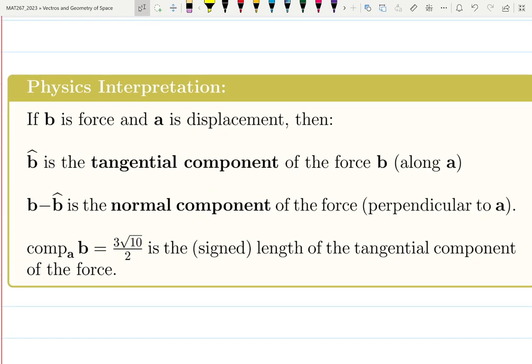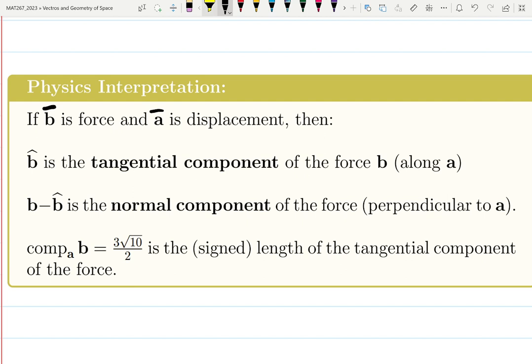If B is force, why is it not F anymore? Why is it B? Whatever. And A is displacement. Why is it not D? Okay, fine. That's why physics books and chemistry books are so hard for me, because they sometimes switch between notations and it's not convenient. Most people try to stick to one notation.